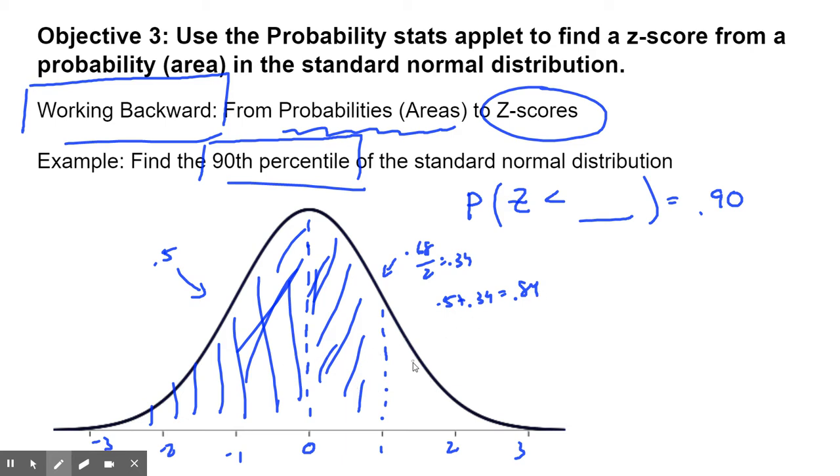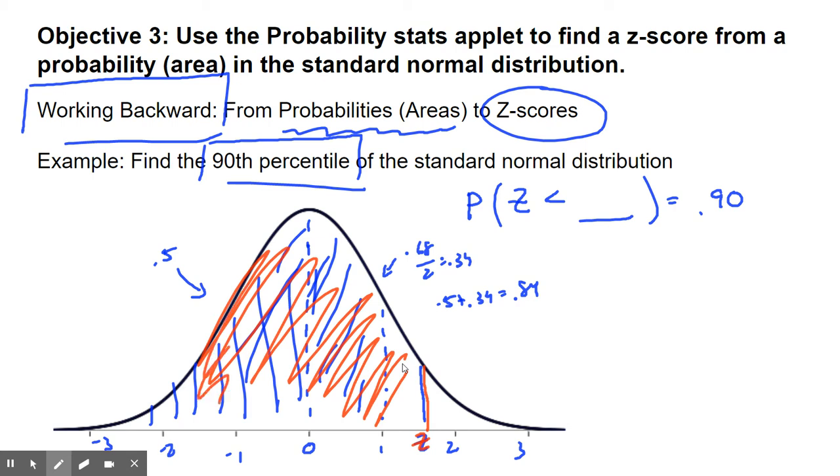So I'm going to go a little bit more, say I'm somewhere in here. I need to find this z value, I'll make it a different color, because I believe that this area all the way to the left of this value is potentially roughly 0.90. So it's going to be some sort of a z value between 1 and 2. That's my expectation. So how do I do this on the stats applet?